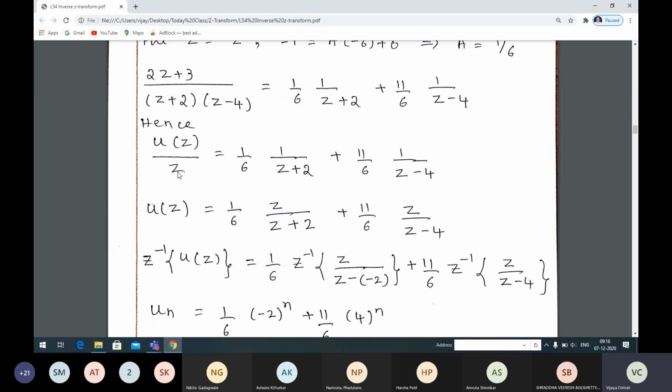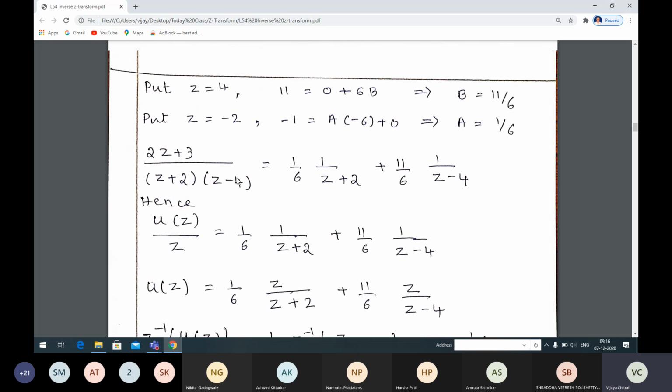Now take this z from LHS to RHS. This is denominator, comes to this side as numerator. For both the terms you multiply z. So u of z is equal to 1 by 6 z divided by z plus 2 plus 11 by 6 z divided by z minus 4.